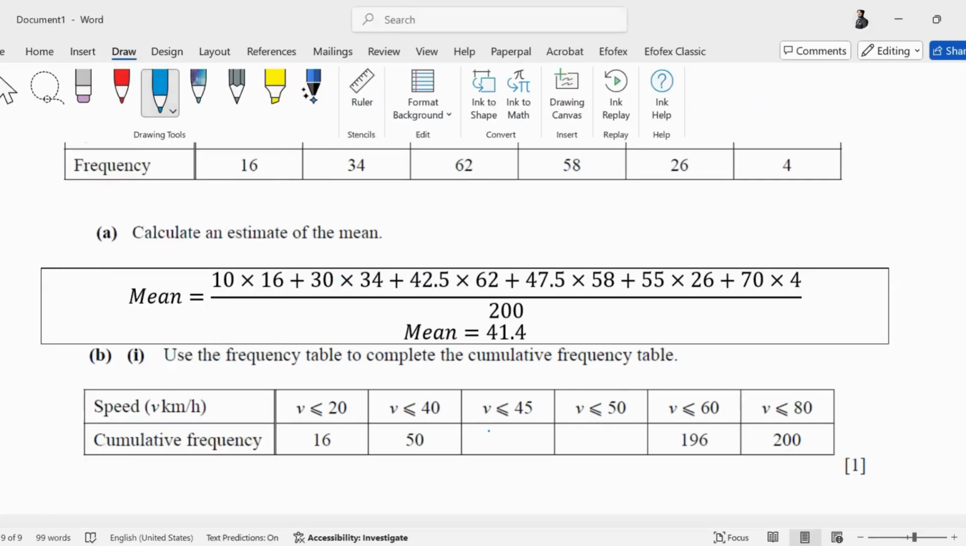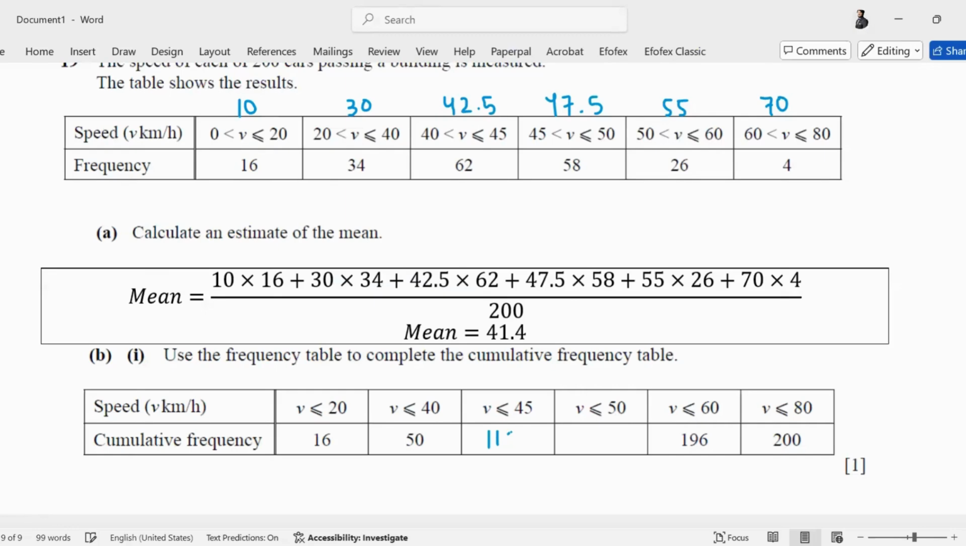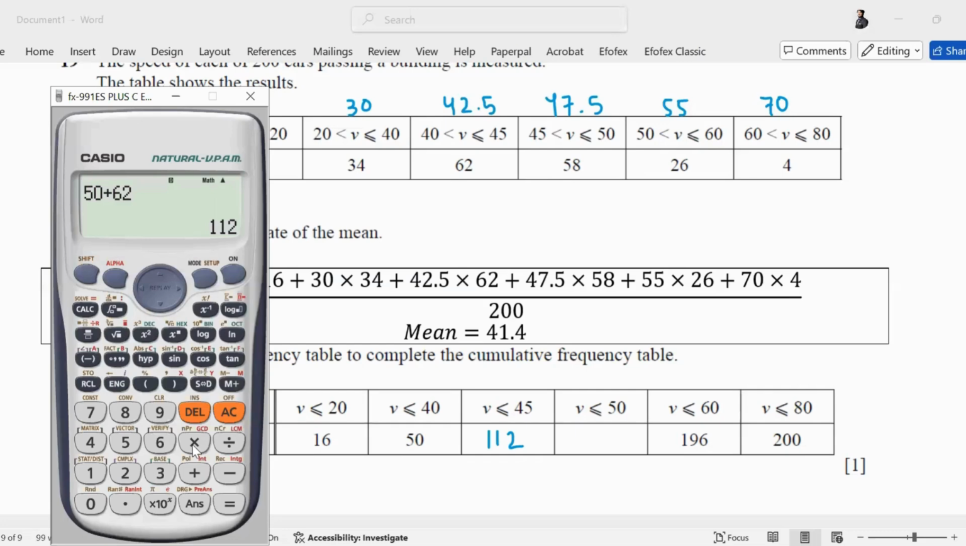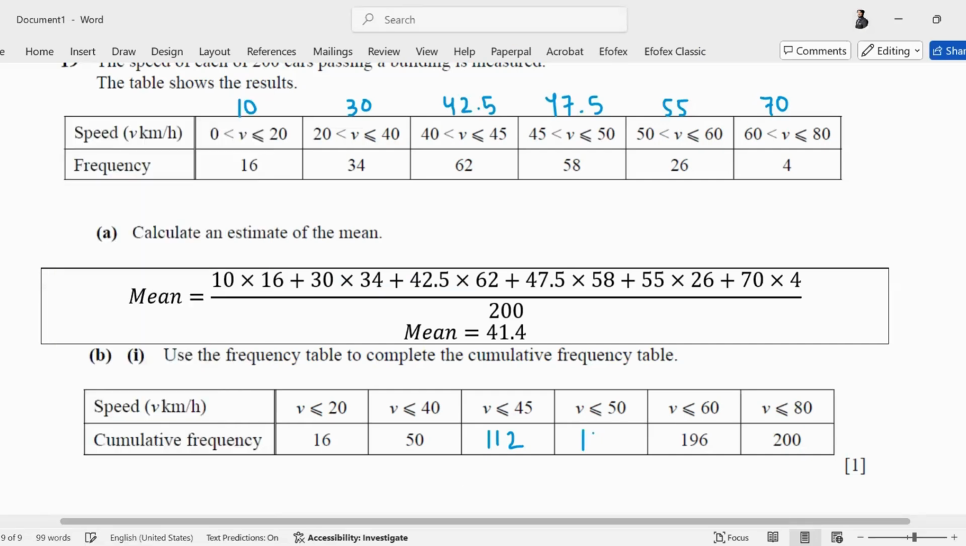So this is 112, and then I'll have to include the remaining 58 as well for the total number of cars that have a speed less than 50. So 112 plus 58 should mean 170. And the rest of the values have been plotted for us. Now the next question is asking us to draw the cumulative frequency curve.